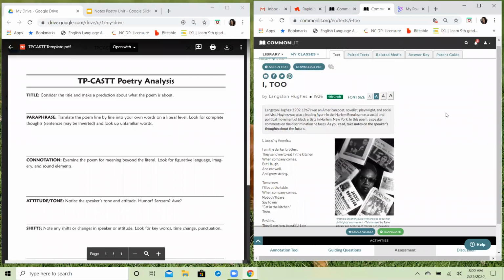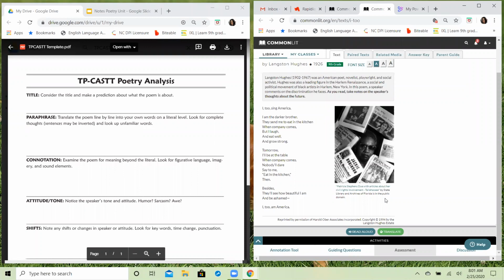All right, today we're going to take a few minutes to look at your poem "I, Too" by Langston Hughes. By this point, you should have read this poem or are going to read this poem at some point in time in the class period today. We're not going to read the poem together. You should have done that on your own.